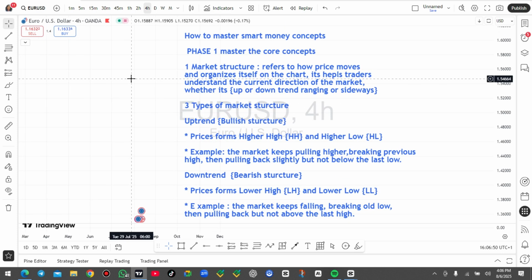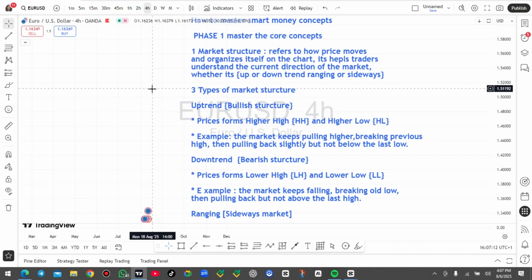Let's talk about number one thing, which is market structure. Now, what is market structure? Market structure refers to how price moves and organizes itself on the charts. It helps traders understand the current direction of the market, whether an uptrend, a downtrend, or a sideways market, which gives you a clear direction of where the market is heading.